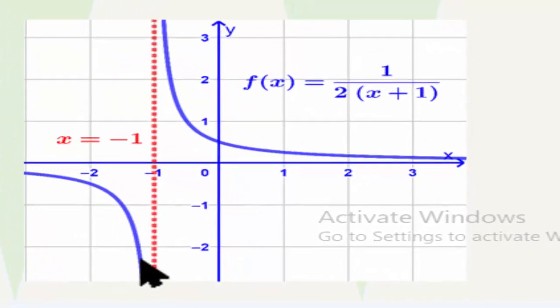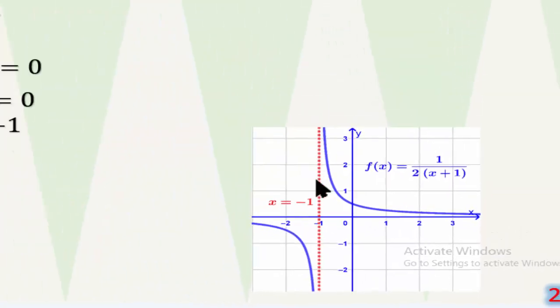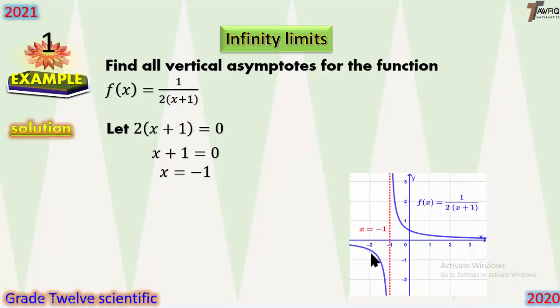As you can see in the graph of the function, x equal to minus 1 is a vertical asymptote. As you can see, the function approaches it but does not cut it and does not touch it.